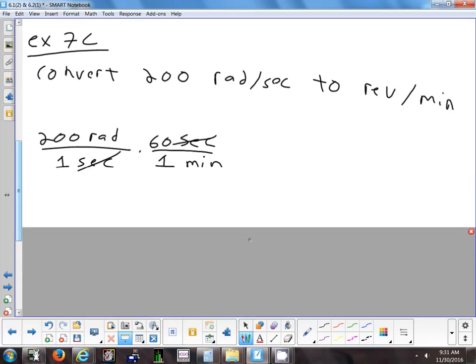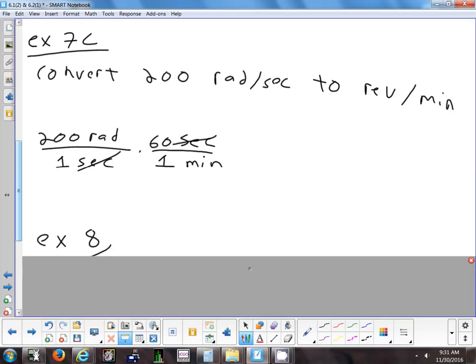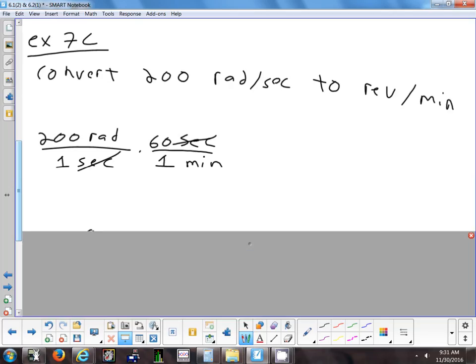So now my speed is in radians per minute, okay? But I want to get that to revolutions. So now I need a conversion between radians and revolutions. Even if I don't know it, where is radians going to go? Bottom. It's going to go in the bottom, and revolutions in the top. Now I need to know the conversion.